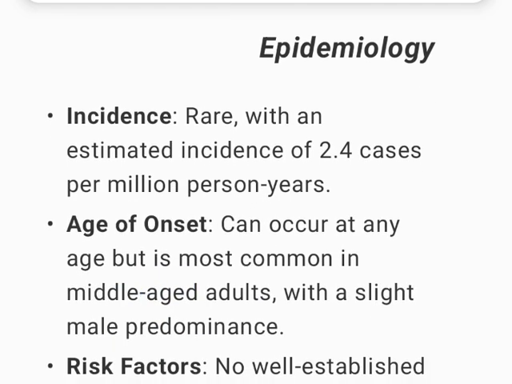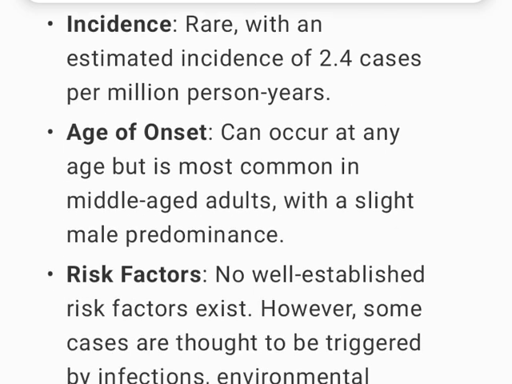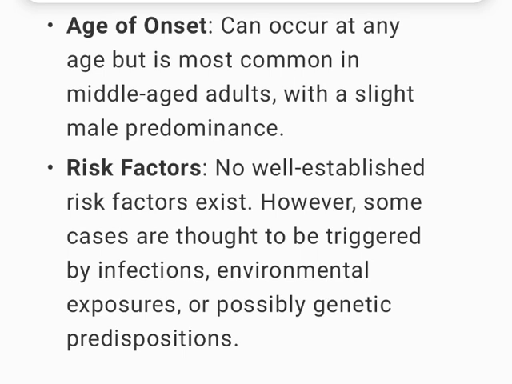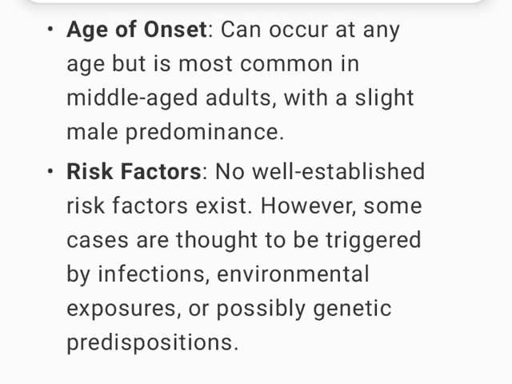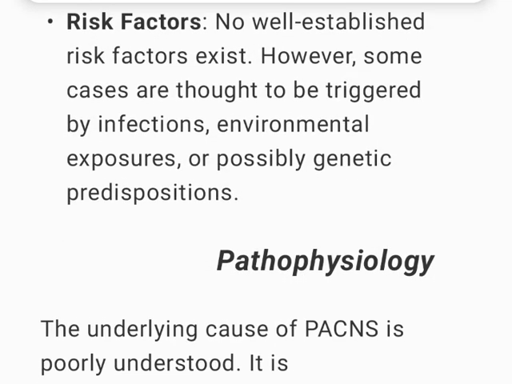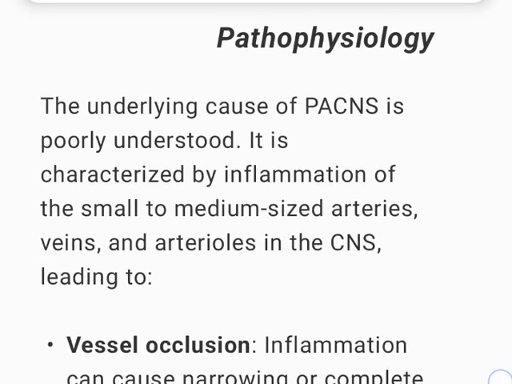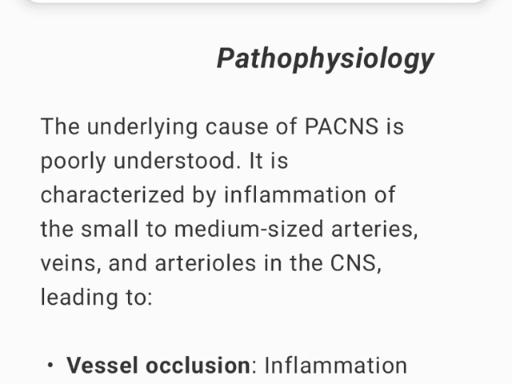Epidemiology. Incidence. Rare, with an estimated incidence of 2.4 cases per million person-years. Age of onset can occur at any age but is most common in middle-aged adults with a slight male predominance. Risk factors. No well-established risk factors exist. However, some cases are thought to be triggered by infections, environmental exposures, or possibly genetic predispositions. Pathophysiology. The underlying cause of PACNS is poorly understood.